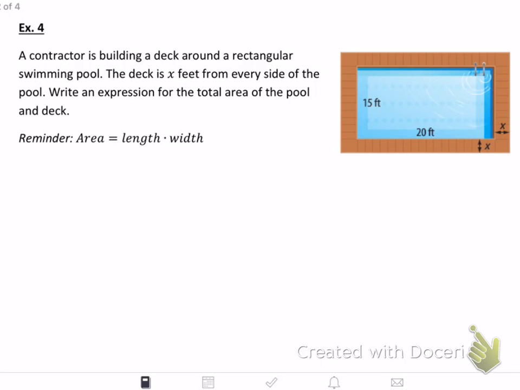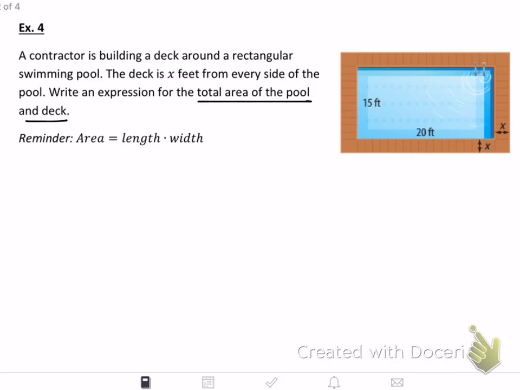We are now looking at the bottom word problem, example 4, where you have a swimming pool which is 15 feet by 20 feet, and then there's a deck around this swimming pool. Now, we don't know the distance between the swimming pool and the end of the deck. It's x. But we know that it's all the same on each side. And the question says, write an expression for the total area of the pool and the deck. So they want it including the deck.